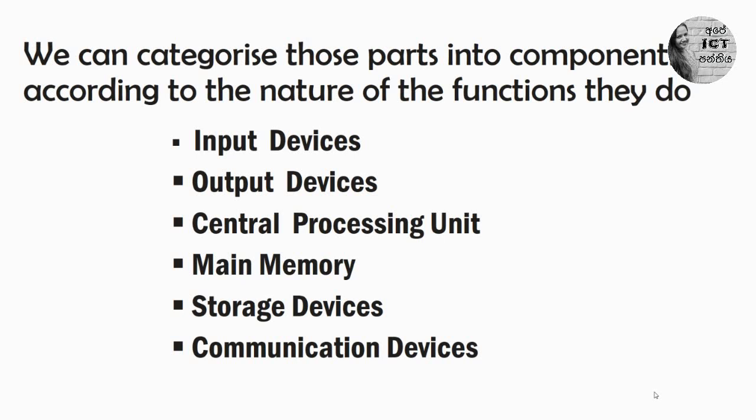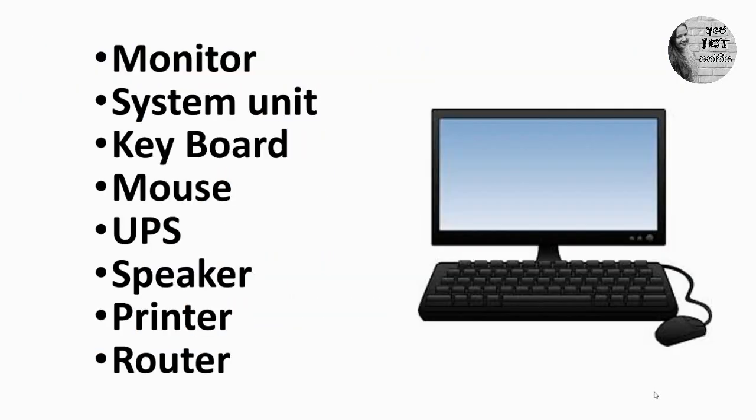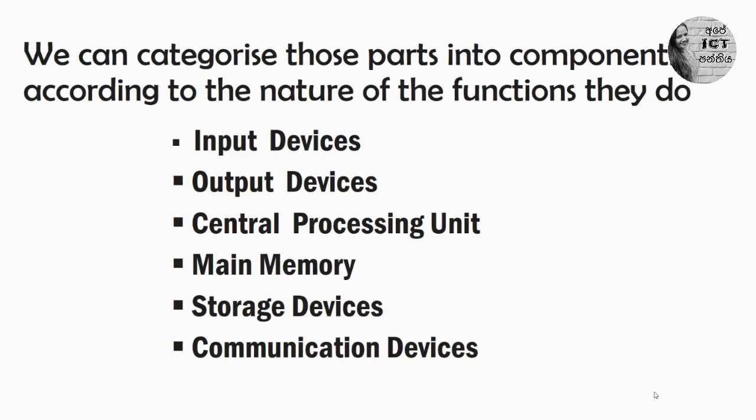First one is input device, adanupang. Second one, output device, pratidanupang. Central processing unit, madhya sakasum ekake. Main memory, pradhanamatake. Storage devices, achayanupang. Then communication devices, sannivedanupang. Based on the nature of the function that these devices do, we are going to categorize them into 6 parts. Now, we are going to discuss deeply about input devices, output devices, likewise.